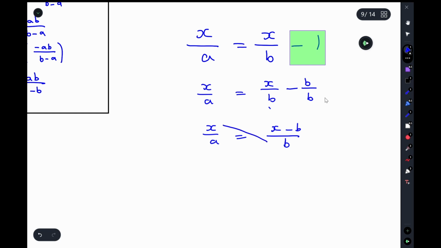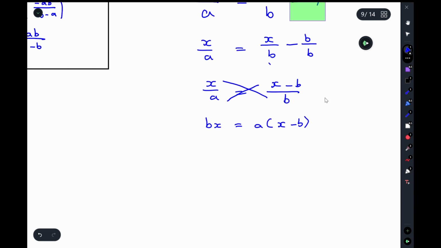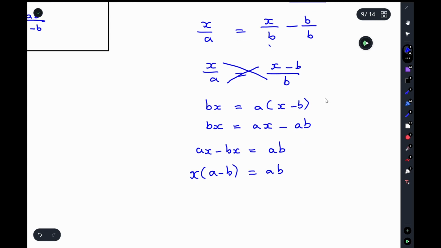Now I'm going to cross multiply, so I get bx is equal to a multiplied by x minus b. I'm going to expand the bracket. bx is equal to ax minus ab. I'm going to rearrange the terms. I'm going to get ax minus bx is equal to ab. Factorize the left hand side. x multiplied by a minus b is equal to ab. And finally, move the term in brackets to the right hand side. Multiply becomes divide. And again, the same answer.